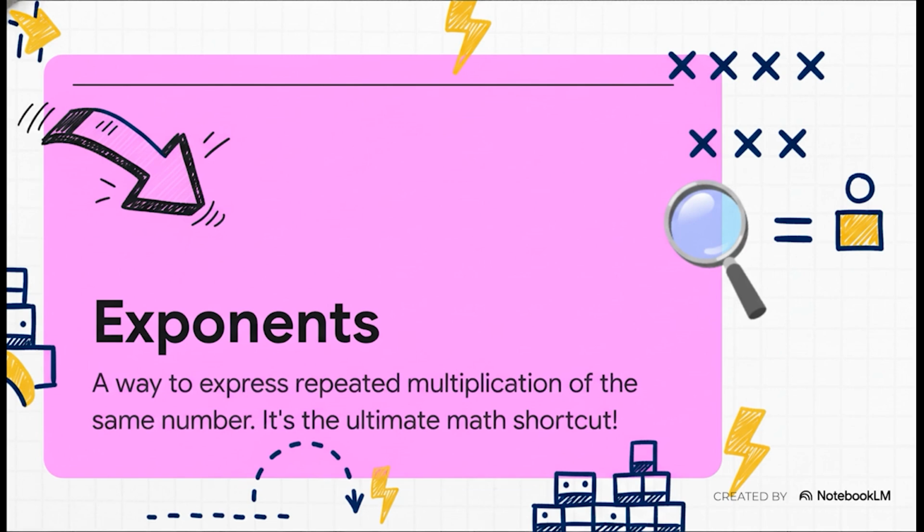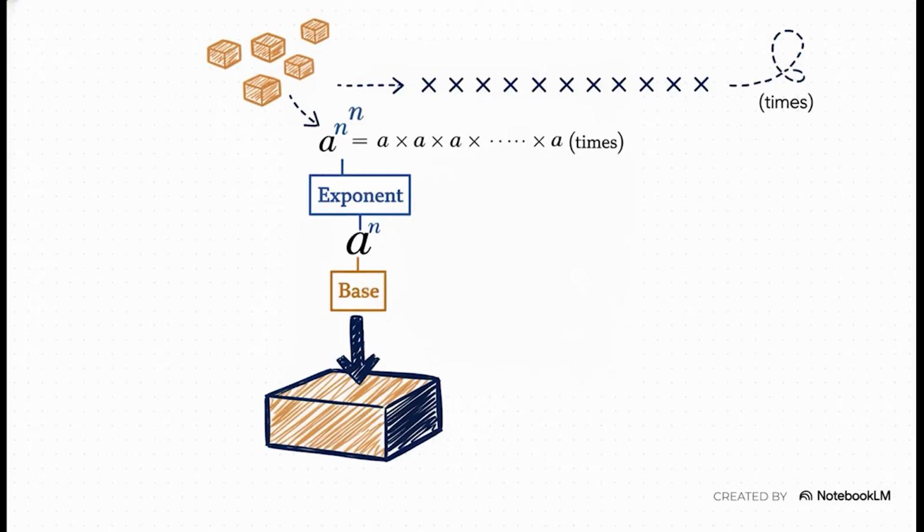They give us a super neat and tidy way to write down long repetitive multiplications in a very short and simple form. To use this shortcut, you just need to know the two main players. First, you've got the big number on the bottom. We call that the base. That's the number we're actually multiplying. Then you've got the little number up top. That's the exponent, or sometimes we call it the power. That little number tells you how many times to multiply the base by itself.